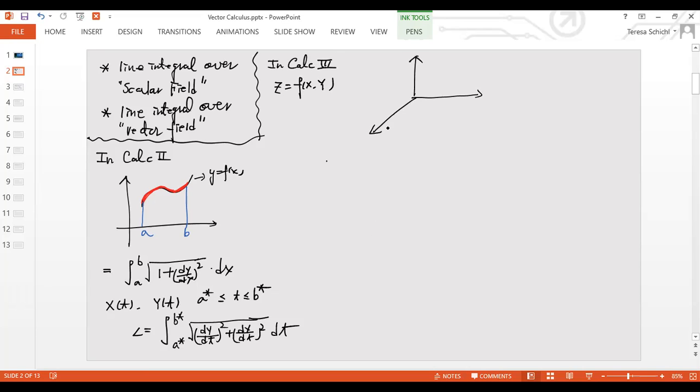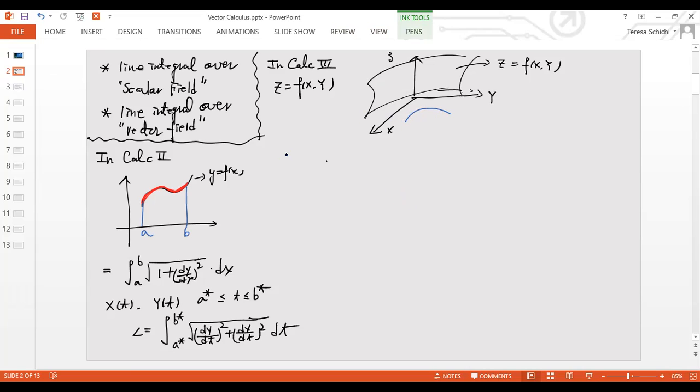Okay, so if this is my x, y, and z axes, this is the surface z equals f of x, y. Now suppose I have a curve like this, so this is my curve on the xy plane.